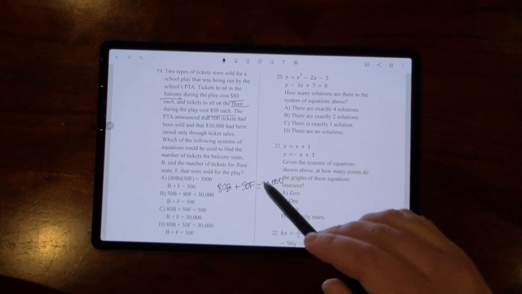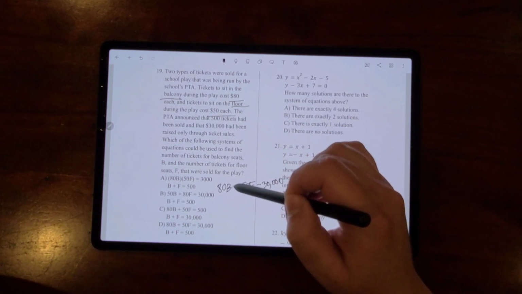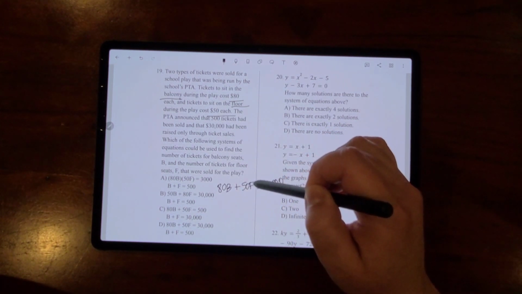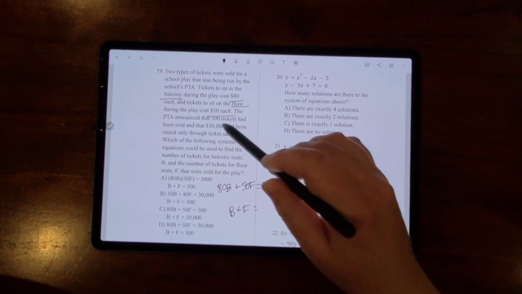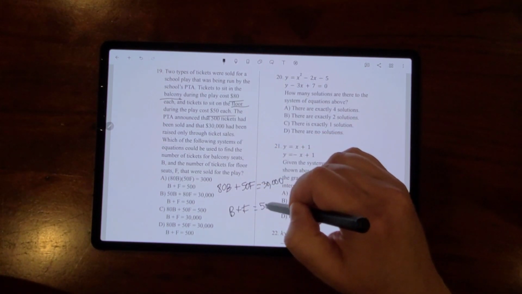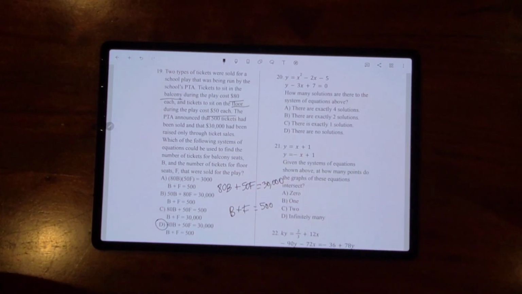Yeah. And then for the other part, B is the total number of balcony tickets, F is the total number of floor tickets. So if we add up the number of balcony tickets plus the number of floor tickets, we get the 500 total tickets sold. So that's the explanation for the second part of that. Answer choice D, which is correct.